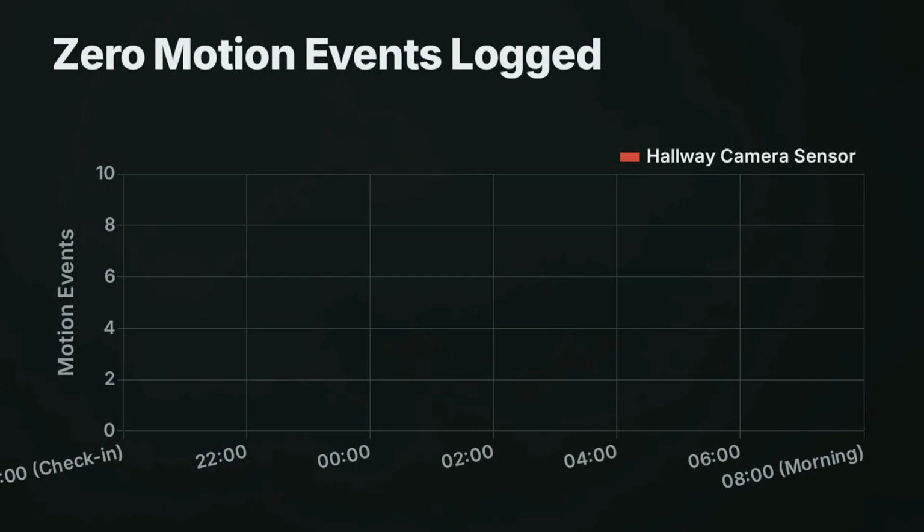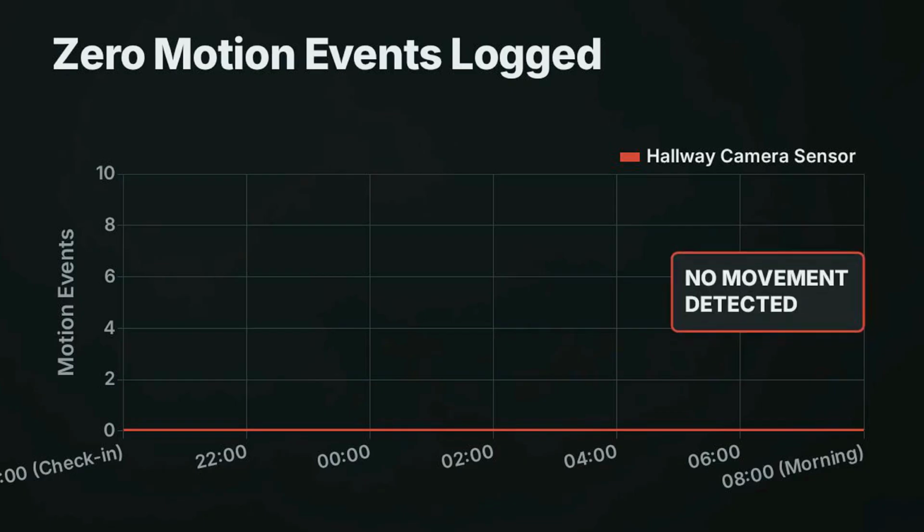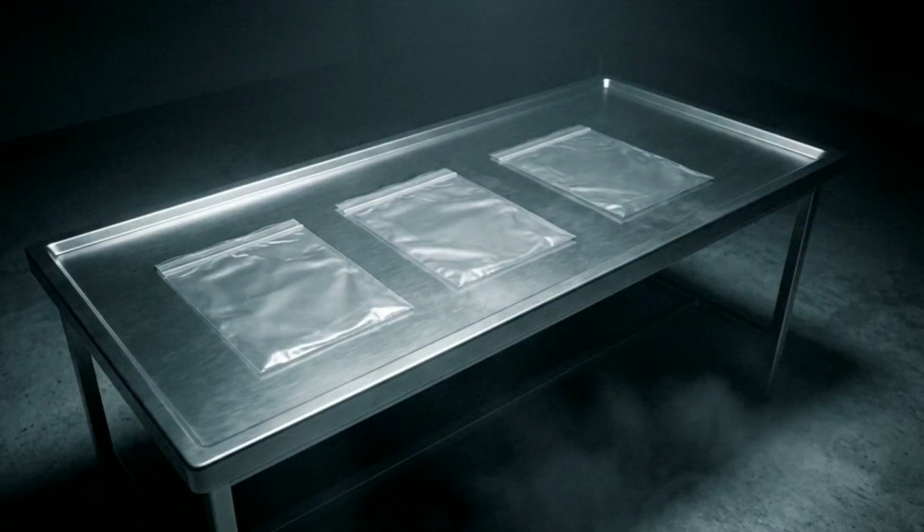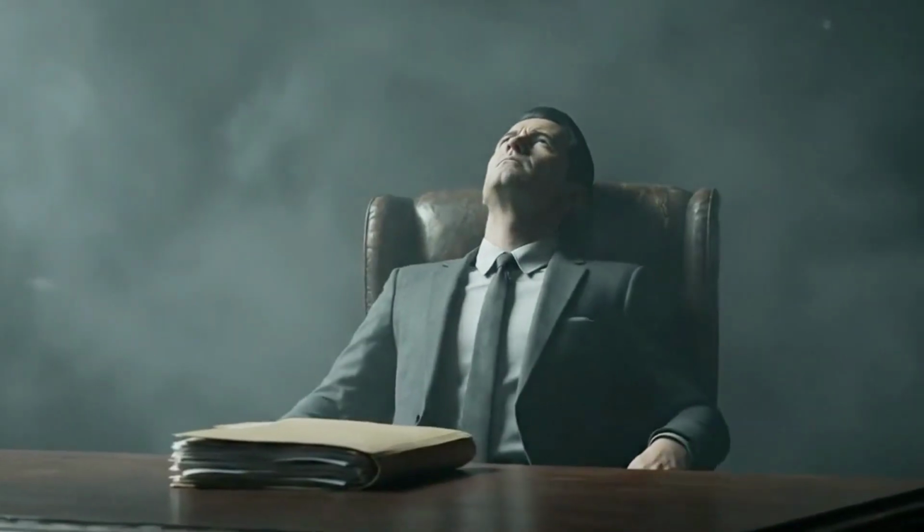This timeline graph represents the security footage for the entire night. From the moment of check-in to the morning discovery, the graph shows a flat, unbroken line. The cameras recorded no motion events near the door, no forced entry, no weapon, and no foreign DNA. Every tool at an investigator's disposal returned a blank result. They were left with a violent death, but no suspect and no method.